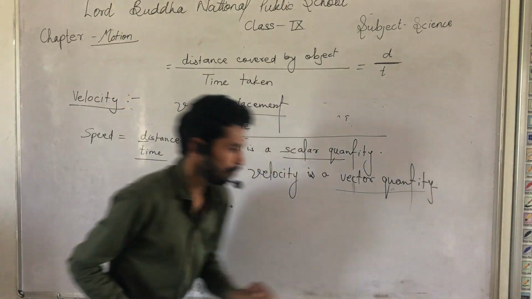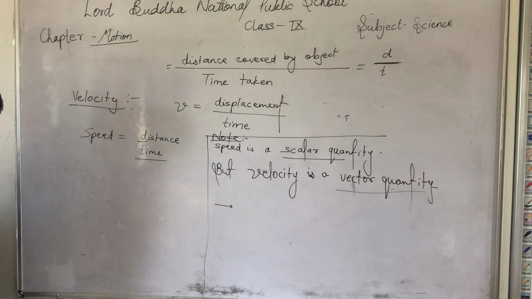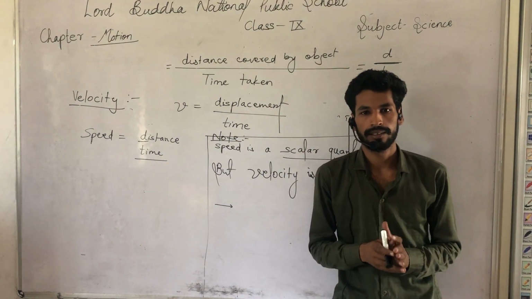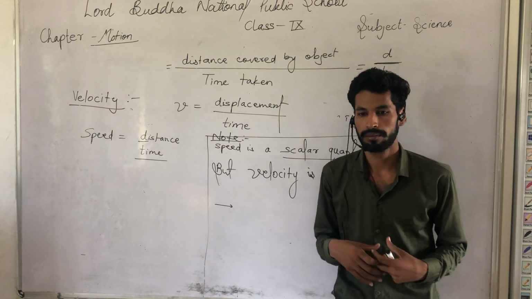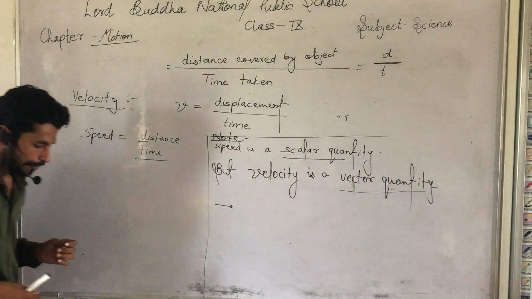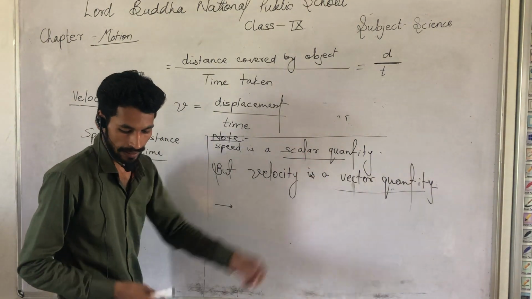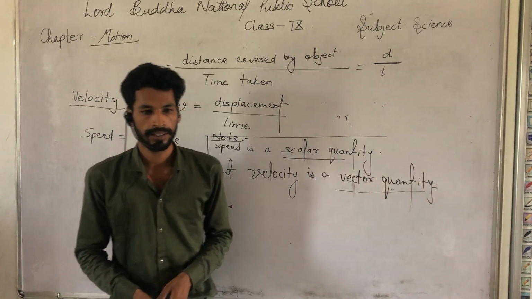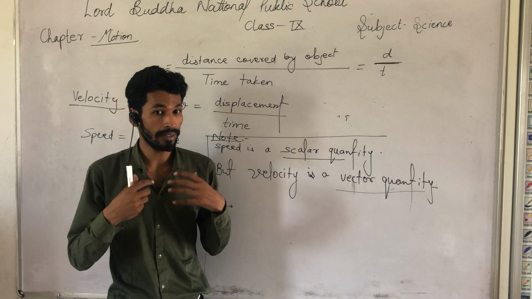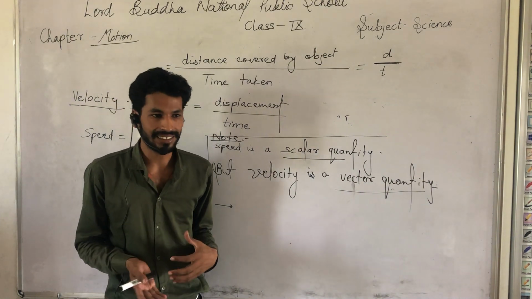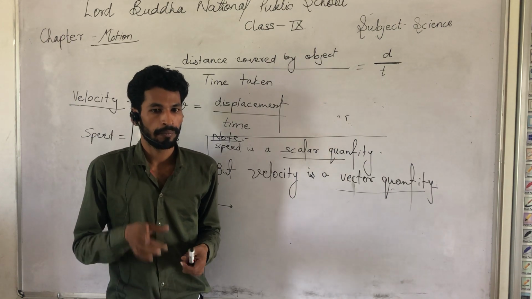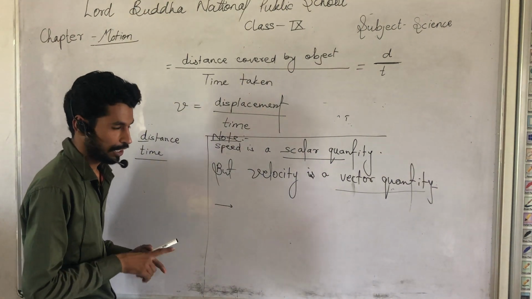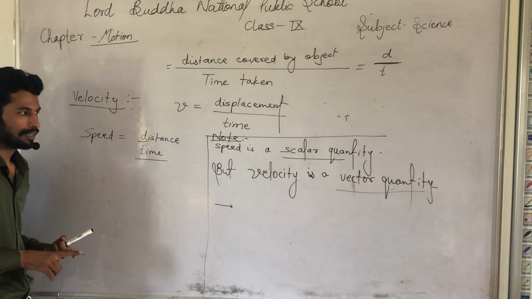That means when I go in the forward direction like this and I don't define the direction, then I can say I contain speed. But when I say I am going one step in the southward direction and then I turn right and move one step, in this condition I define direction. So I will contain velocity, not speed, because in this situation I moved a distance with direction. So we can say I contain velocity, but when I move without direction, then that will be speed.